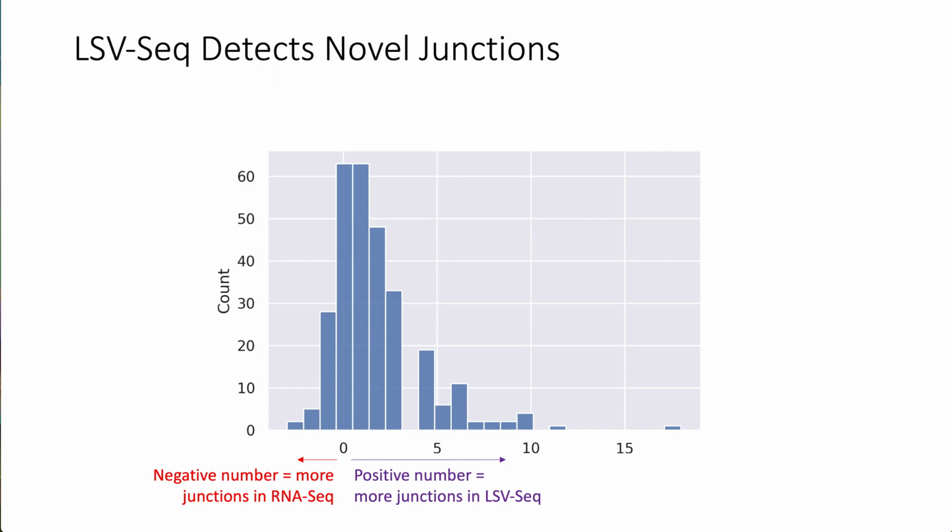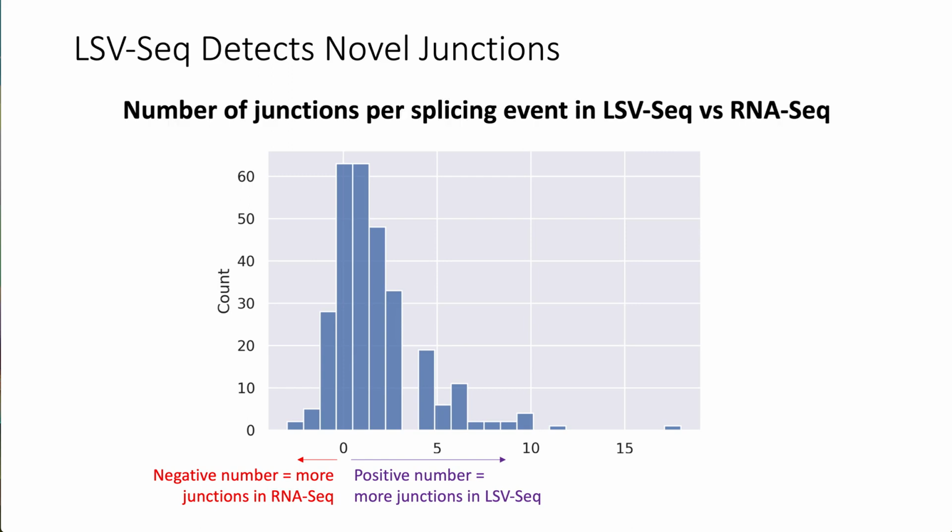We see that the mode of the distribution is at 0, which makes sense since in these cases LSV-Seq is perfectly concordant with RNA-Seq. However, we also see a large right tail, which represents cases in which LSV-Seq is detecting many more junctions compared to RNA-Seq. So we wondered what was going on at the extreme tail end.